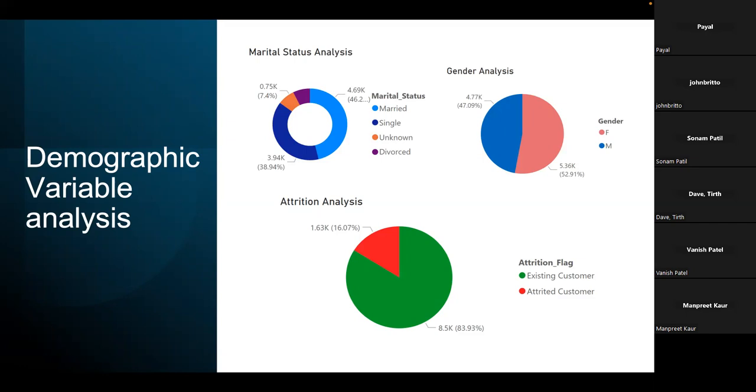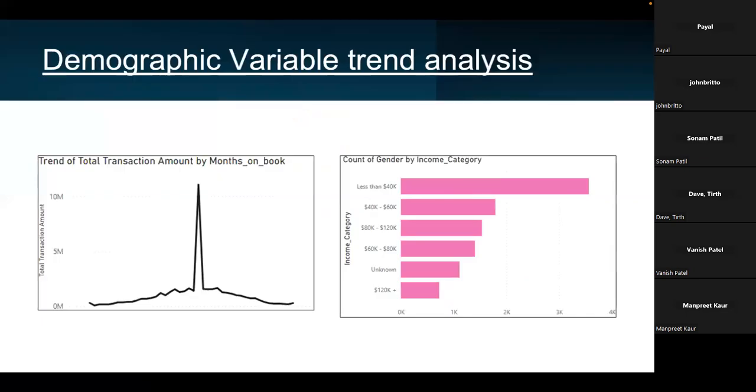We can also look at the attrition analysis. Basically, what attrition analysis does is that it shows attrited customers, which are a group of customers that have been lost through time for any reason, and then we can take a look at the existing customers. So this is just a high-level analysis of the customers' demographics.